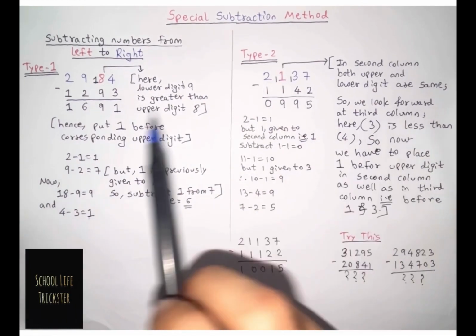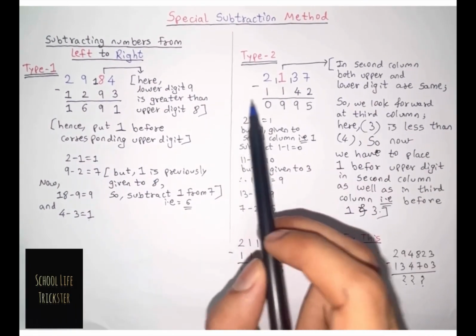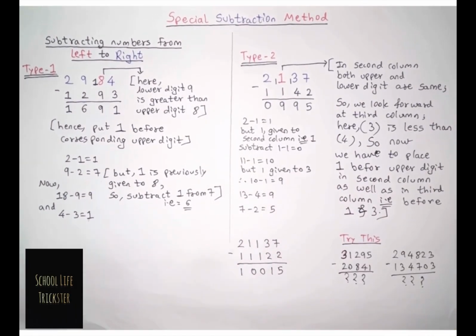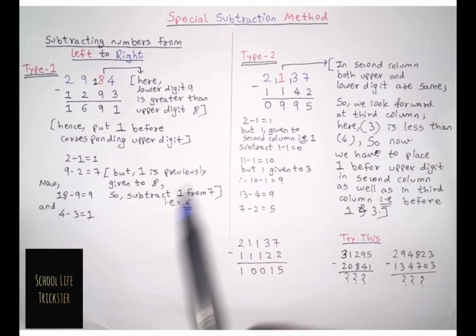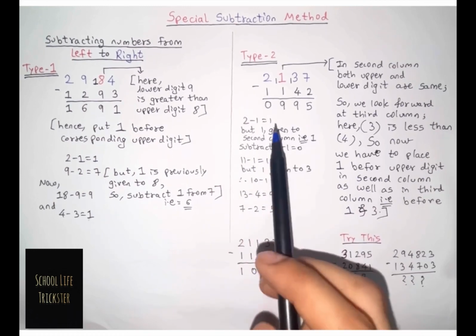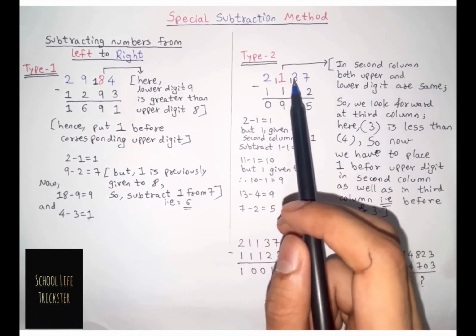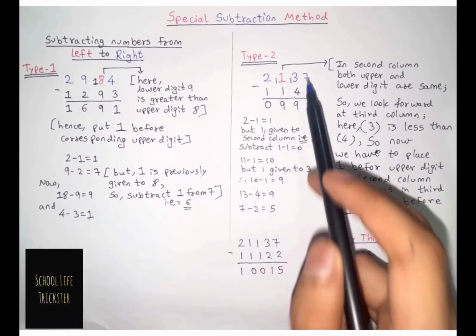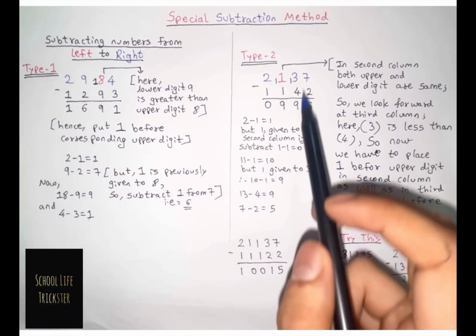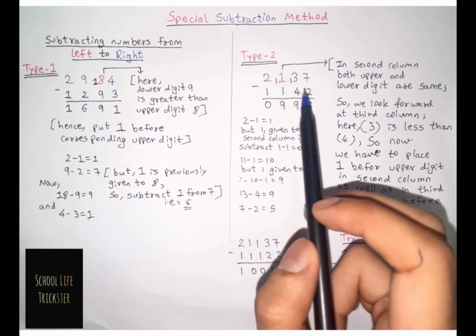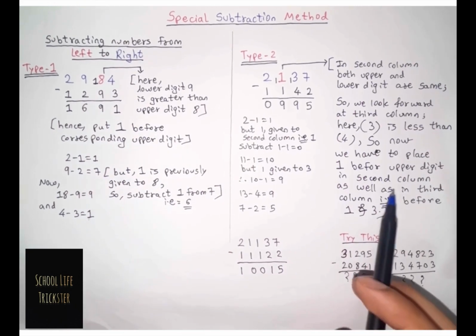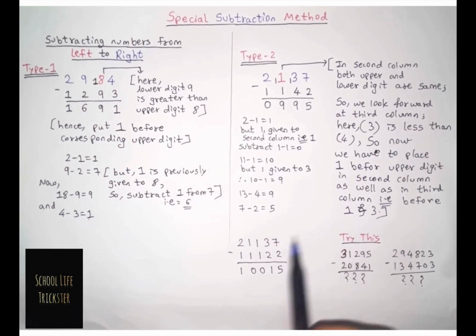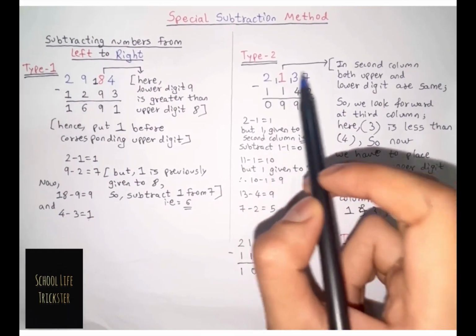So this is type 2. 2137 minus 1142. In this question we can see that the upper digit and lower digit, 1 and 1, are the same. So when the same numbers are there, we have to look at the next column, that is 3 and 4. So here 3 is smaller than 4. So we have to carry over 1 to the 3 as previously done in type 1. Now we put 1 before 1 and 3.